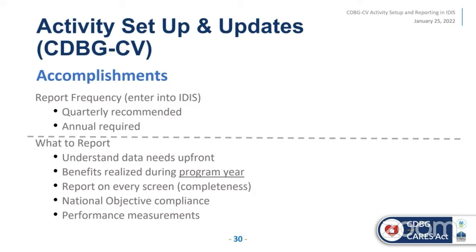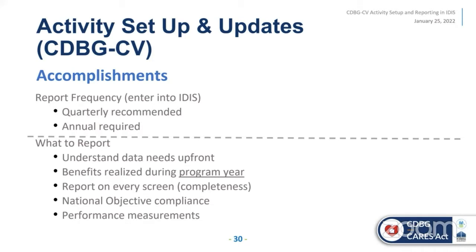And so that's where getting your national objective and matrix code, your accomplishment type at the very beginning is important, right? Because then you know what data you need when you get to your accomplishment screens. We're talking for CDBG-CV of benefits that were during the program year that you're entering the accomplishments for. And you want to make sure that you get all the screens, whether it's 1, 2, 3 screens of accomplishments, and get to the end until you can't save and continue anymore.